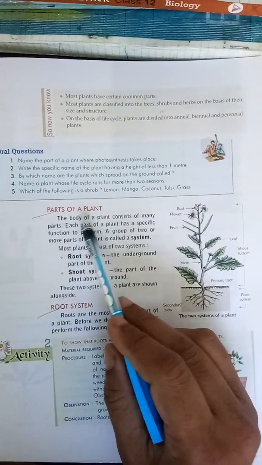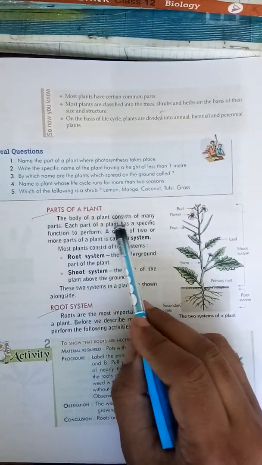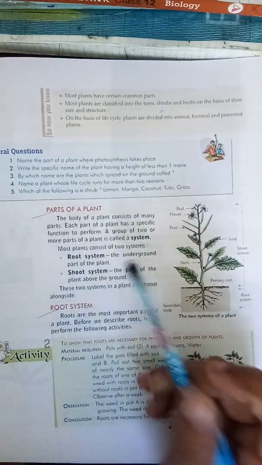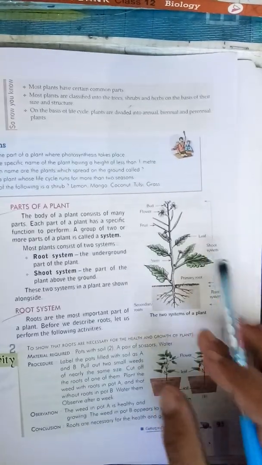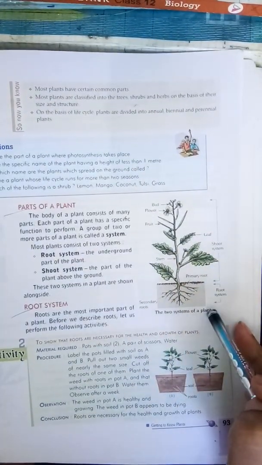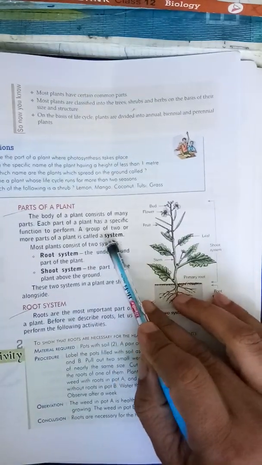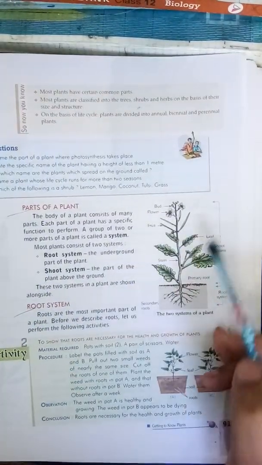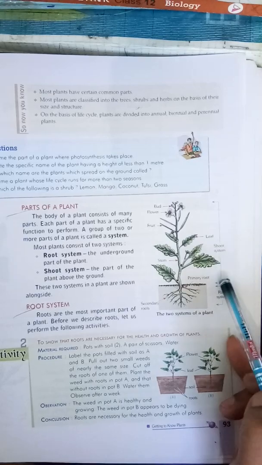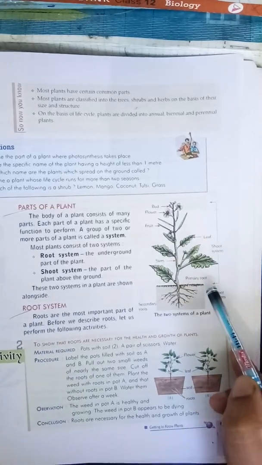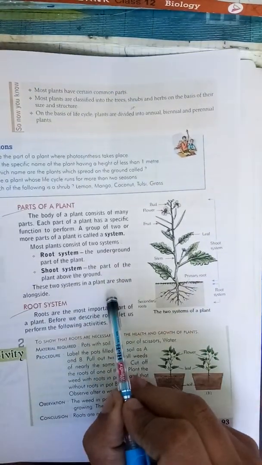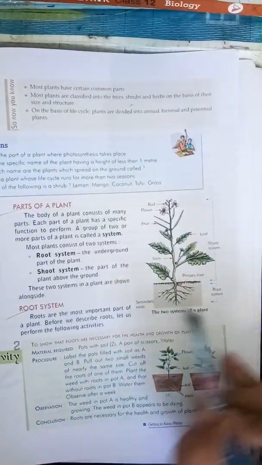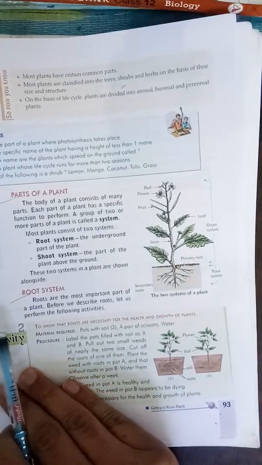Parts of the plant. The body of a plant consists of many parts. Each part of a plant has a specific function that it performs. Here we can see that a group of two or more parts forms a system. What two systems are there? One is the shoot system, which is above the ground, and second is the root system, which is below the ground. So these two systems of plants are shown in this figure. Now we will discuss these systems in detail.